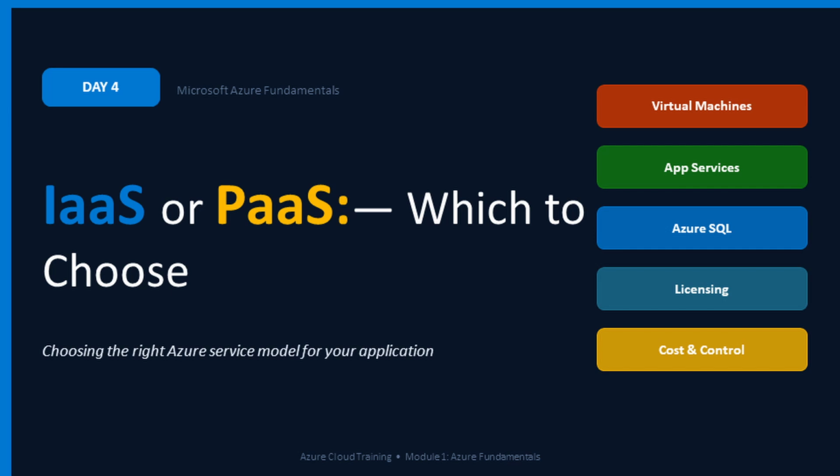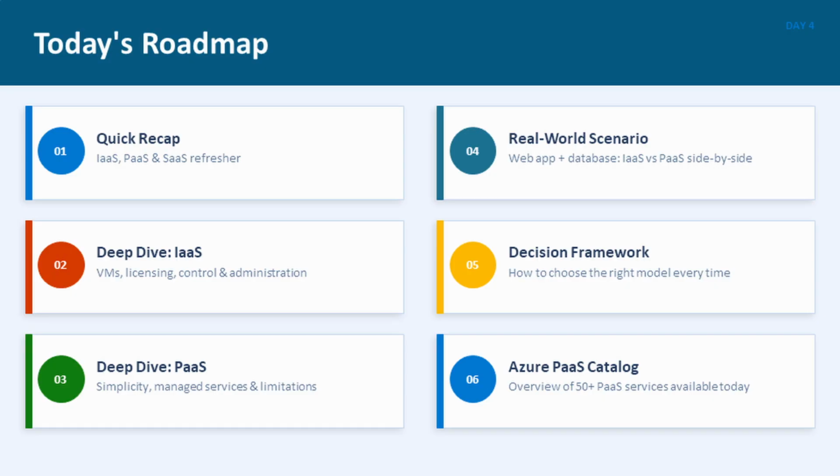We'll walk through real scenarios, compare costs, discuss control trade-offs, and explore when each model truly shines. Let's get started. Before we dive in, let me give you a quick overview of what we'll cover today. We'll start with a brief recap of the 3 cloud service models, IaaS, PaaS, and SaaS, to make sure we're all on the same page.